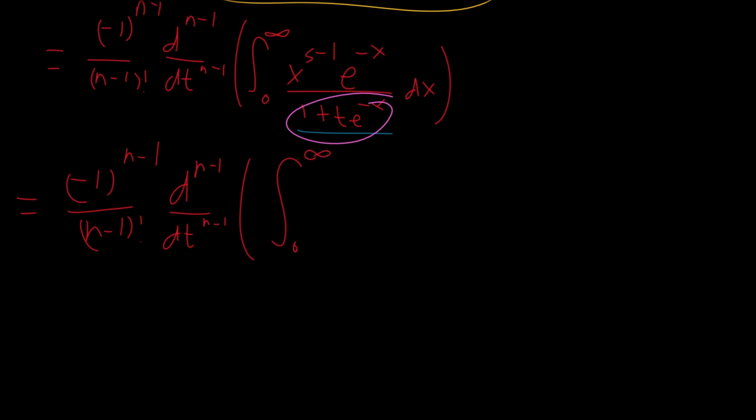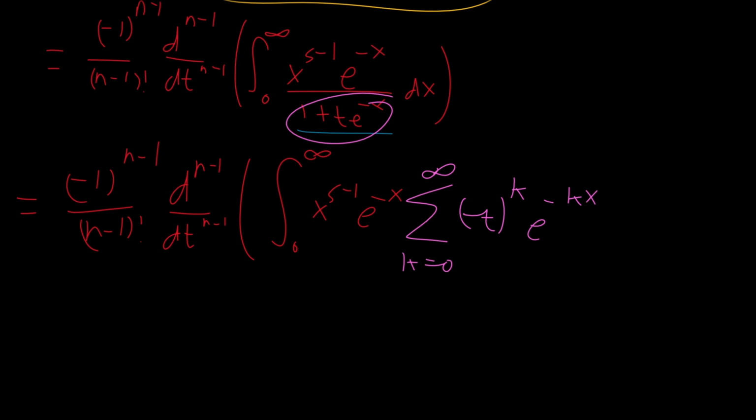x to the s minus 1 e to the minus x. We're just expressing this as a geometric series, I should say. Times, I'll put this term in pink, the sum from k equals 0 to infinity of negative t to the k, and then e to the minus kx, and then dx.